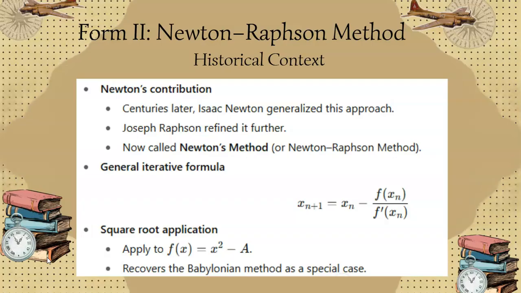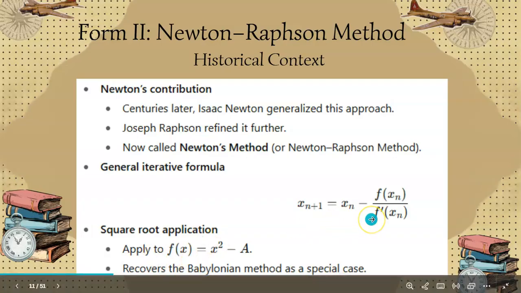Welcome to the next lesson in our series of videos narrating the story of the binomial theorem, inspired by the narrative of J.L. Coolidge. In this video, we will explore the second form in the story of the binomial theorem. We call it the Newton-Raphson method. And here is the general iterative formula.